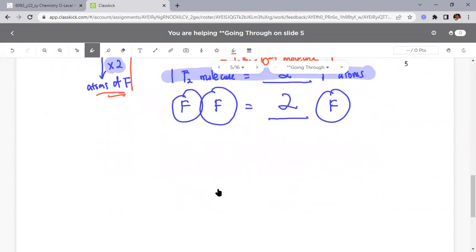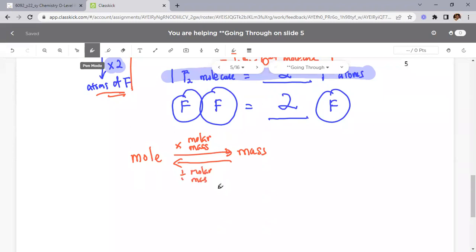Okay, so I'm going to rewrite this. I want you to take note. We have learned how to convert from mole into mass, which is to multiply by the molar mass. And we have learned how to convert the other way around, from mass to mole, which is to divide by the molar mass. So this is the first interconversion that we have learned how to do.